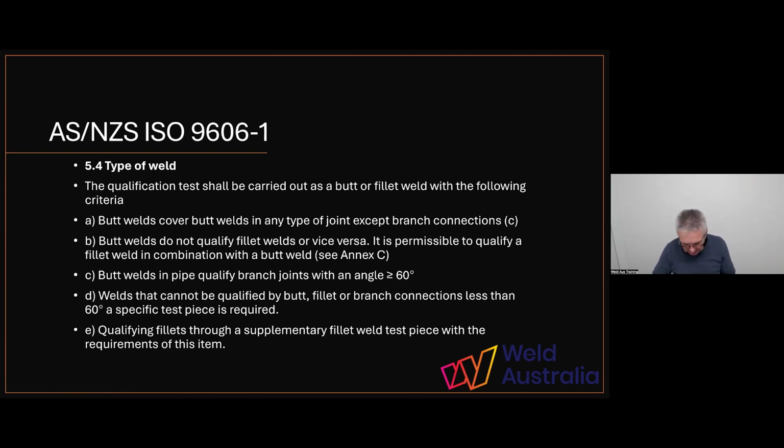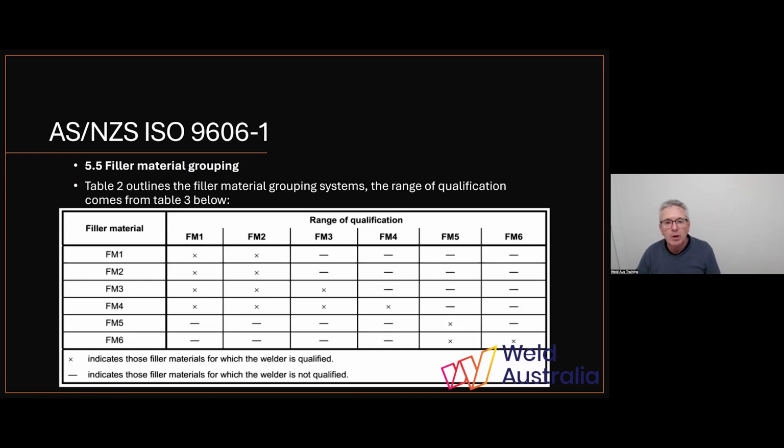So you'll start to see that your non-alloy and fine-grained steels are FM1, high-strength steels FM2, creep resistant FM3, so we're looking at chromium and molybdenum, FM4, creep resistant again, FM5, stainless, FM6, nickel. Okay, so they're giving us a broad range of materials to choose from. But when you go to qualifying with your filler group or your material grouping, it basically is quite simple.